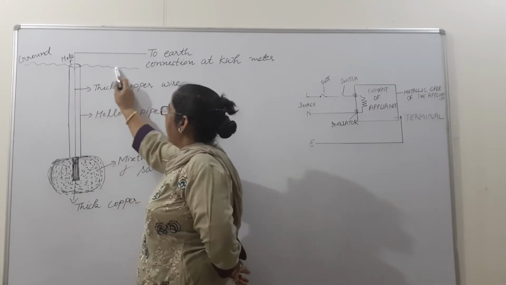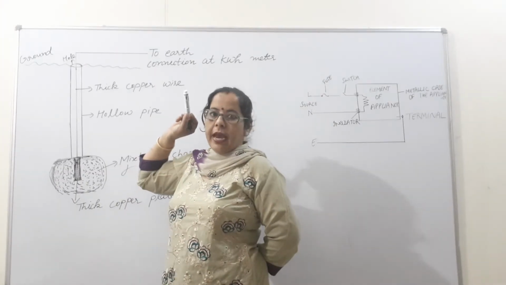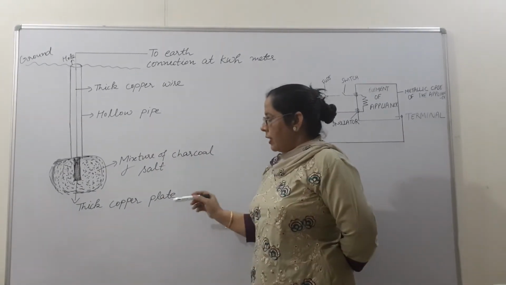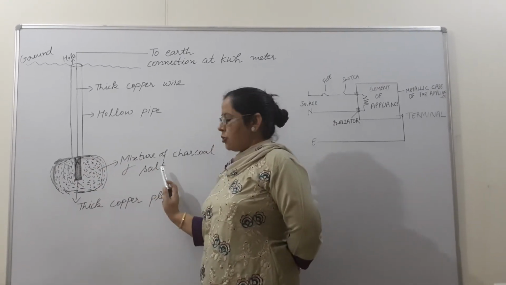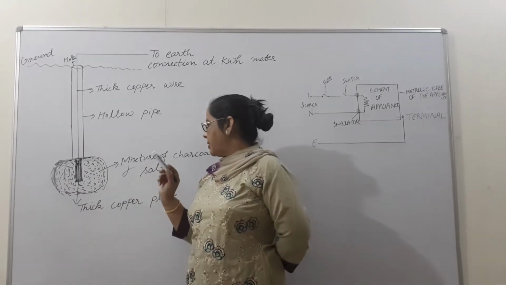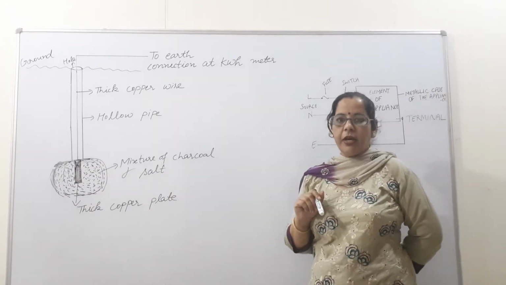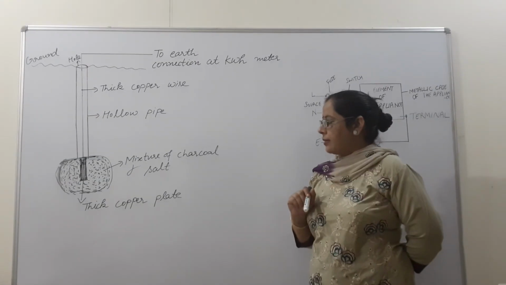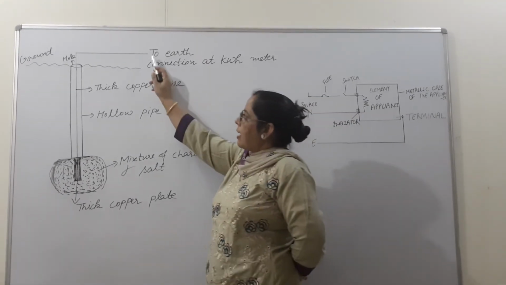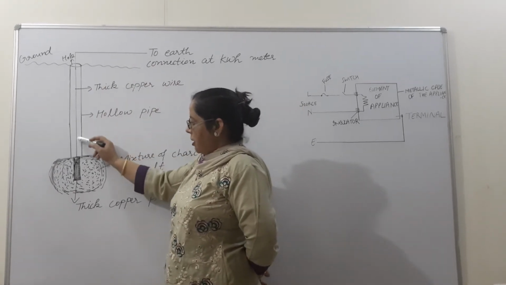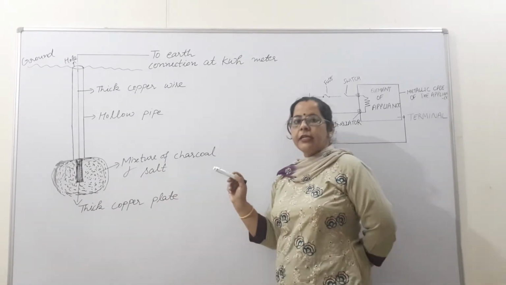This is our ground level. Then beta, this copper wire is connected with the earth wire at the kWh meter. Then you see around the plate, beta, a mixture of charcoal and salt is sprinkled. Why is this mixture of charcoal and salt sprinkled? Because it will give a good earth connection. Suppose heavy current flows in the circuit, beta, then what will happen? Through this earth wire, that current will flow to the earth and our circuit will be safe.